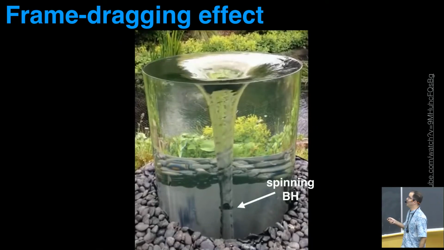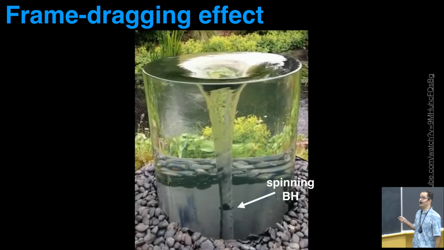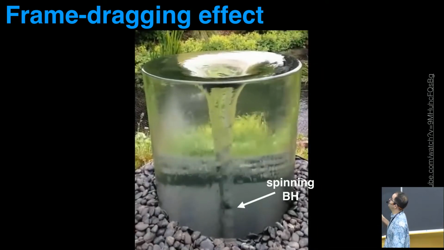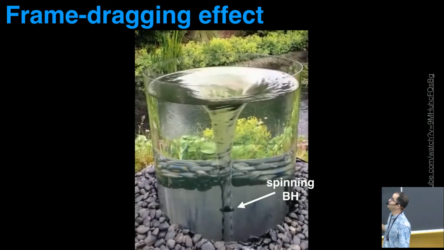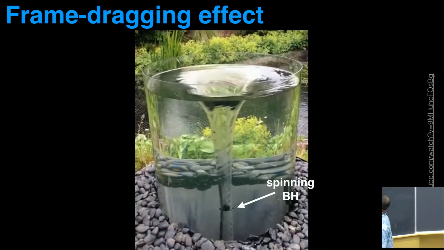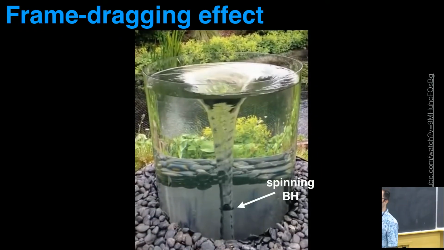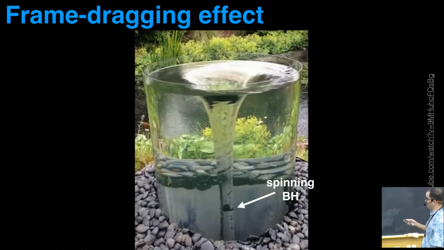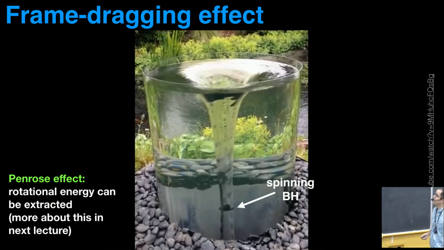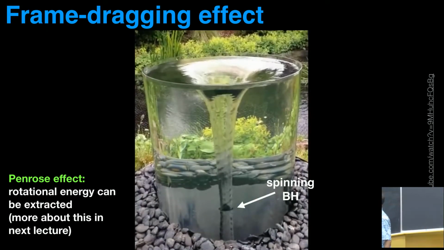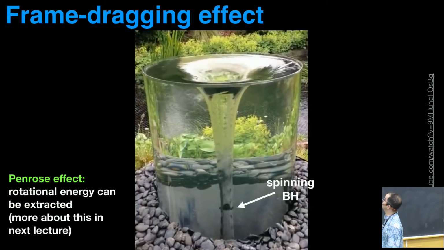Imagine you have a Kerr black hole sitting there, and imagine that in this metaphor, the water represents space. If you drag an ant here, the ant will be forced to co-rotate with the water. In this metaphor, if you drag an observer, the observer will be forced to co-rotate with the rotating space-time of the black hole.